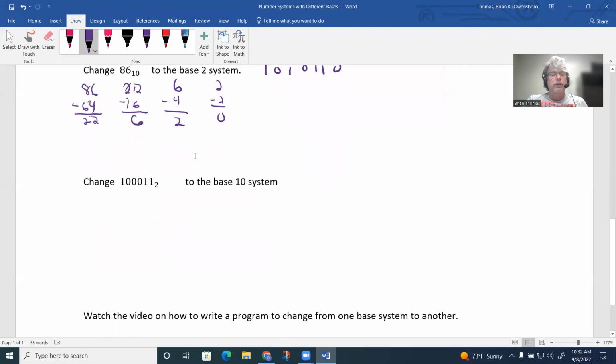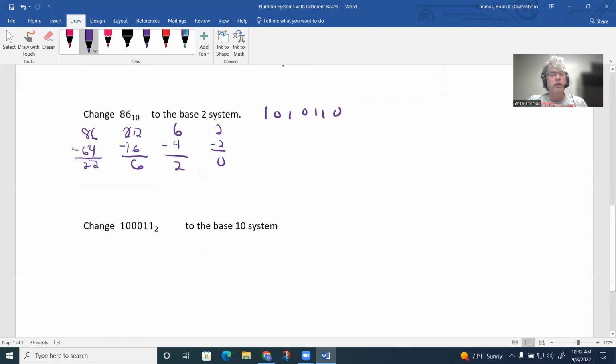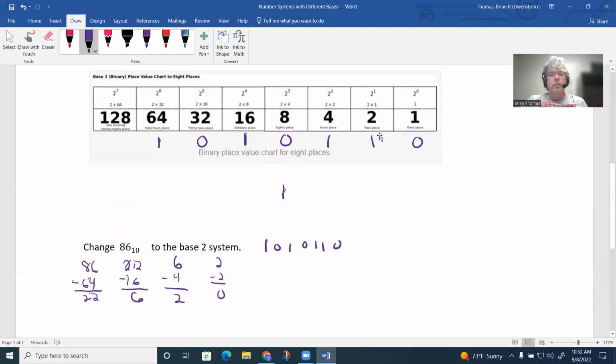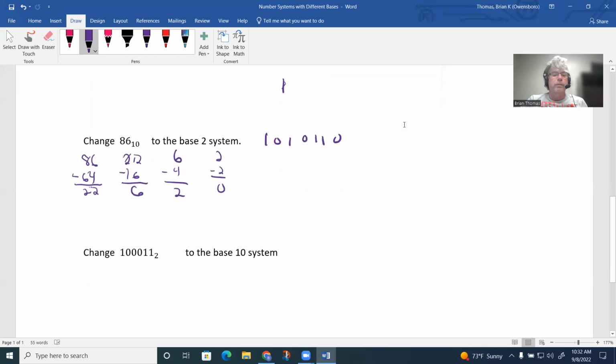Similarly, if I have 100011 in a base 2 system, and we want to change that to a base 10 system, I break it back apart by place value. This would be the ones place, and there's a 1 there. There's a 1 in the twos place as well, so it's a 1 plus a 2.